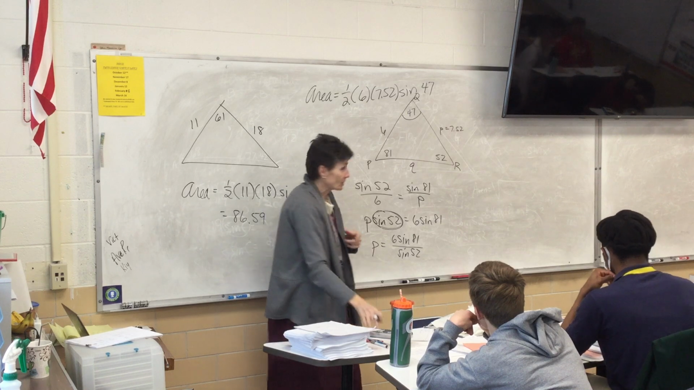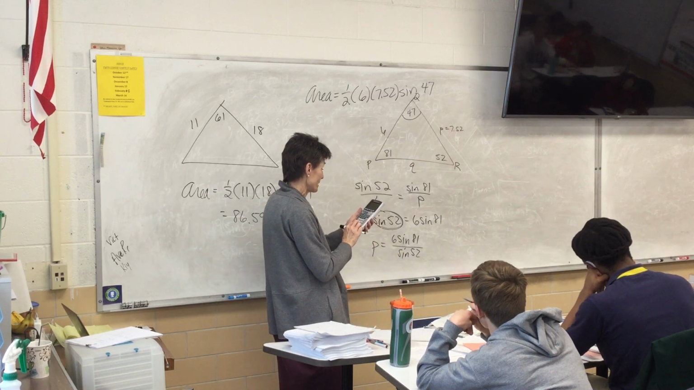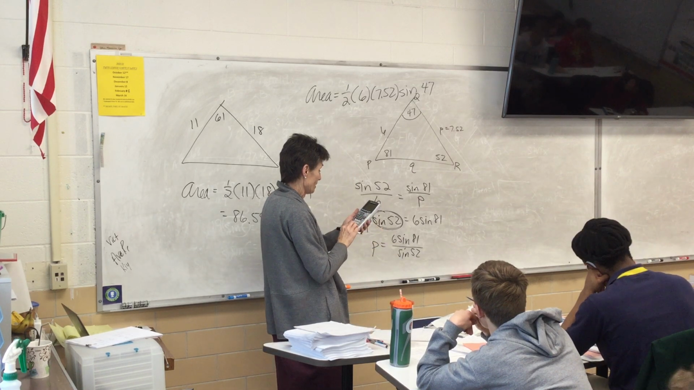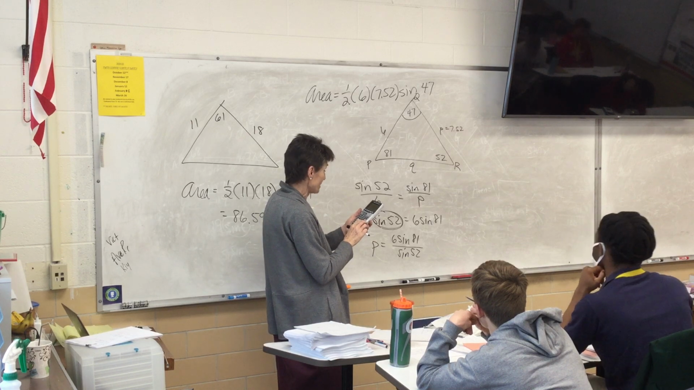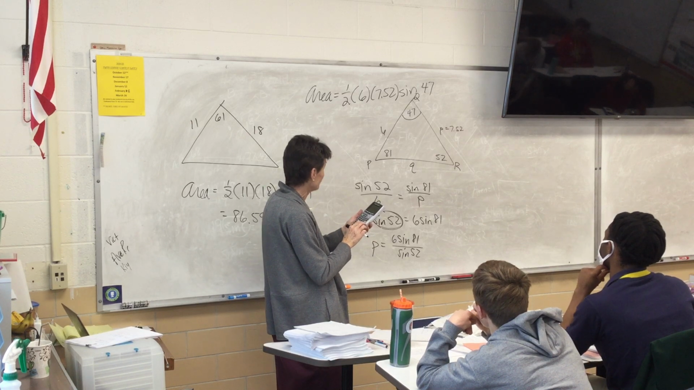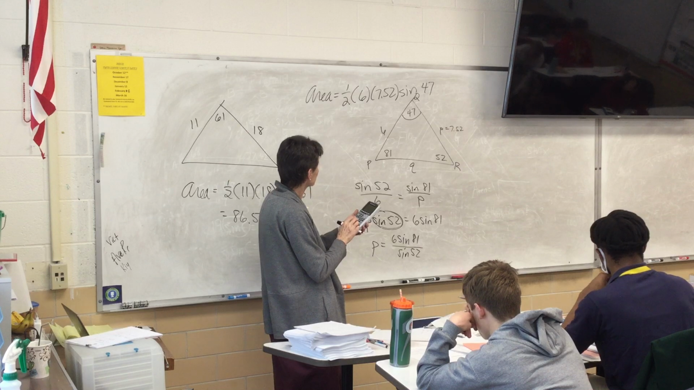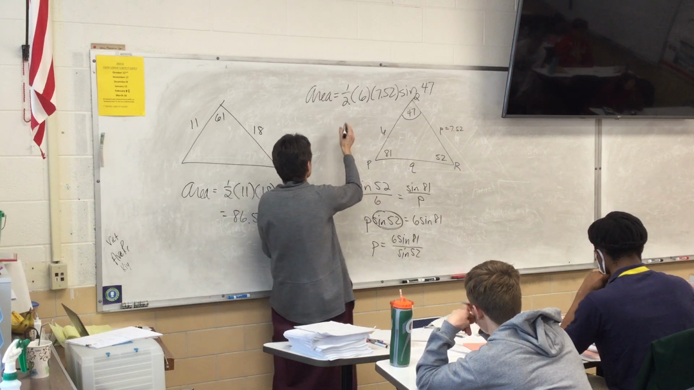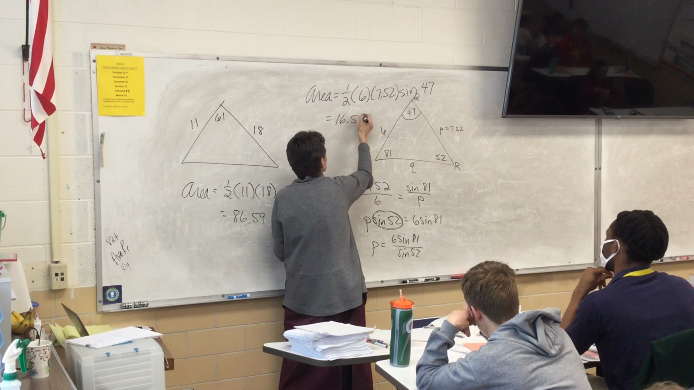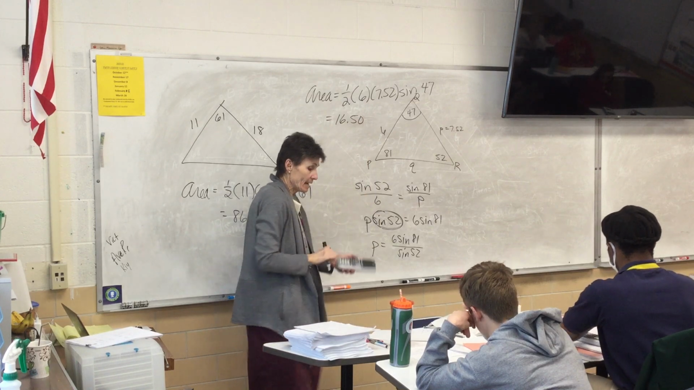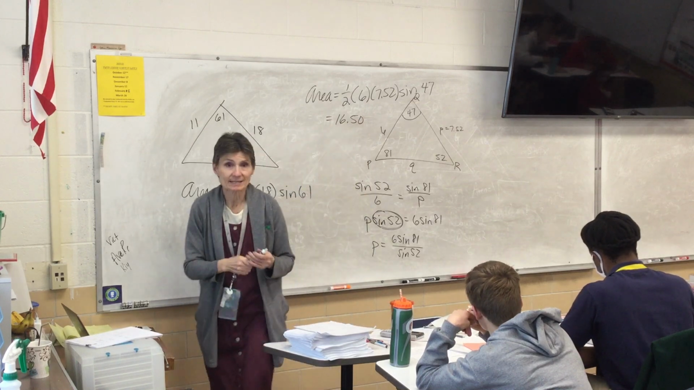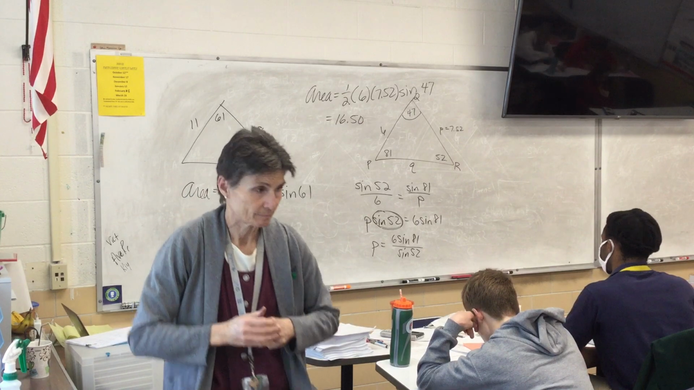So, my final answer is 0.5 times 6 times 7.52 times sine 47. I got 16.5. And Zeke, if you use the right angle, that is exactly what you should get. There you go.